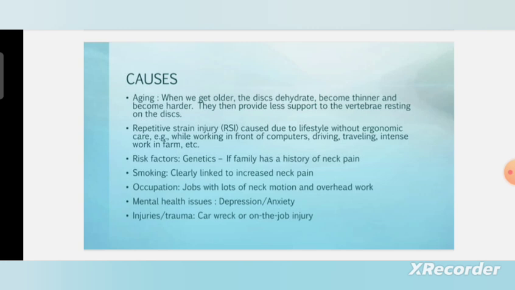Second is repeated strain injury, which is caused due to lifestyle without ergonomic care. For example, by working in front of computers, driving, traveling, or intense work in the farm. Risk factors include genetics, smoking, occupation, mental health issues, and injury or trauma.